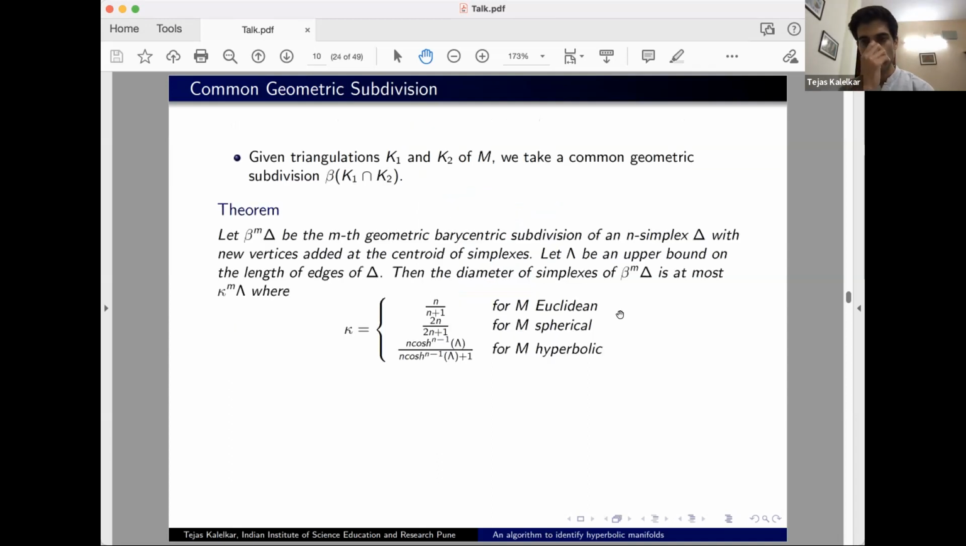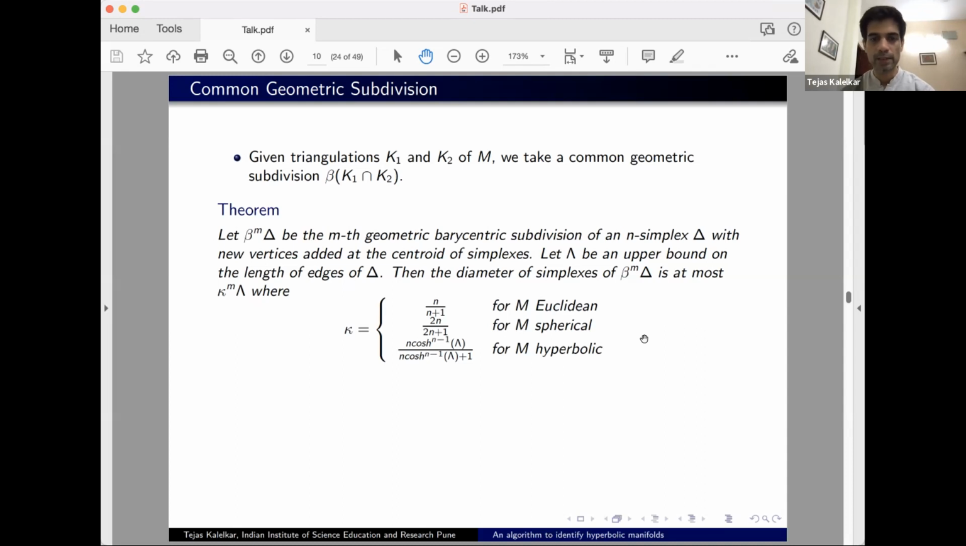So what we can do is start out with the given triangulation, and then take sufficiently many barycentric subdivisions so that the simplices become small enough to lie within a ball which is totally convex. What I've written over here is the scaling factor. When you do a barycentric subdivision, what exactly does the diameter scale by? If capital lambda is an upper bound on the lengths of edges of an n-simplex, then the diameter of the simplices of the mth barycentric subdivision of delta is at most kappa raised to m times lambda, where kappa is the scaling factor, which is some number less than 1.